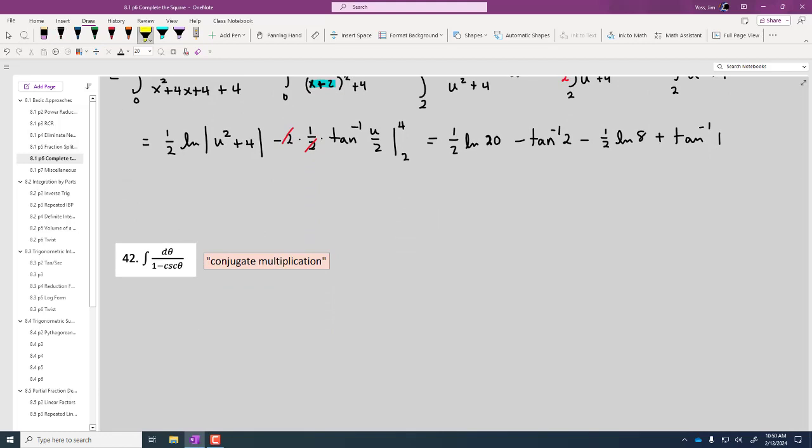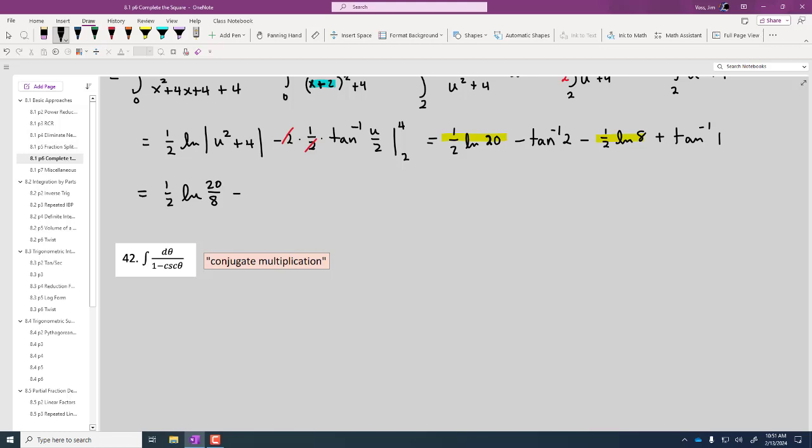How about some log properties? That is going to be equal to, if we factor out the half, then we have log 20 minus log 8, which is log of 20 over 8. Log property: log of A minus log of B is log of A over B.